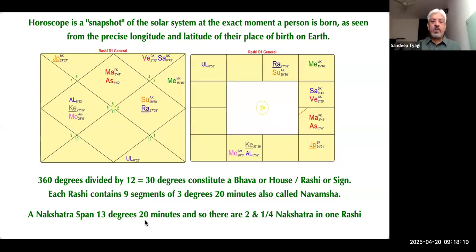Okay. So what happens now is that if you take two nakshatras, 13 degrees 20 minutes each, it becomes 26 degrees and 40 minutes. So it's not an exact 30, right? So there's some part left over. What is interesting is that what is left over is exactly 3 degrees 20 minutes. So then that segment of the nakshatra goes into the next zodiac, and so forth and so on.